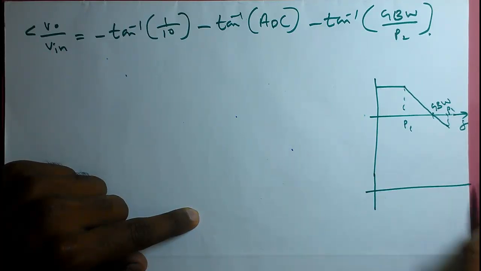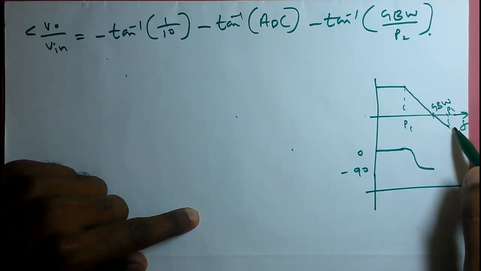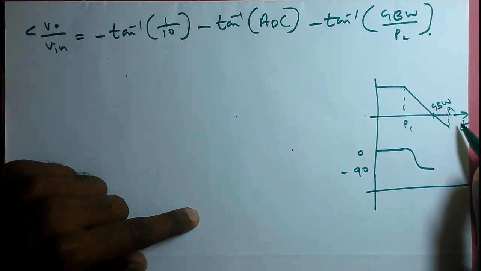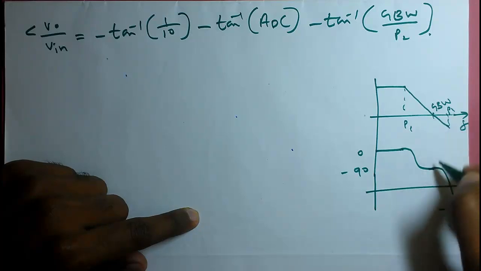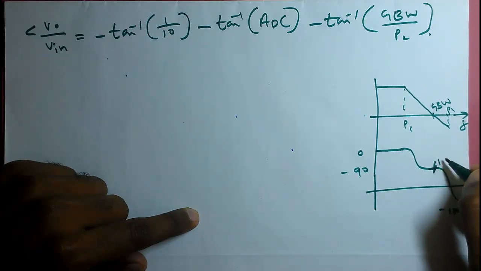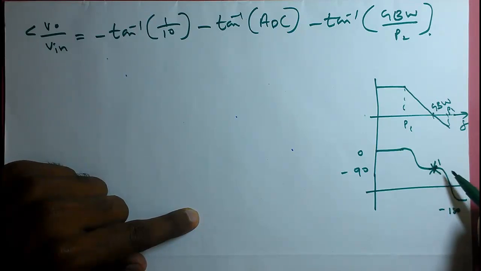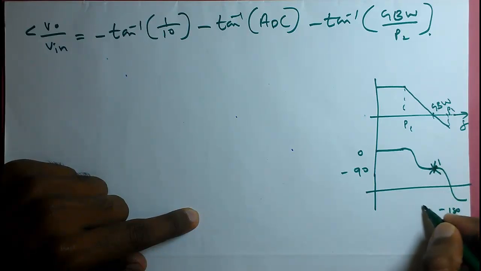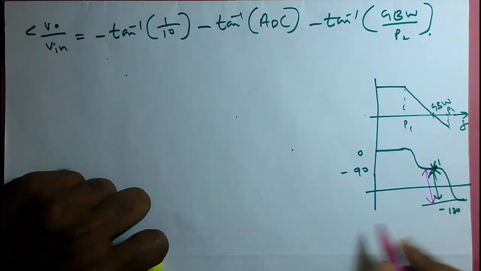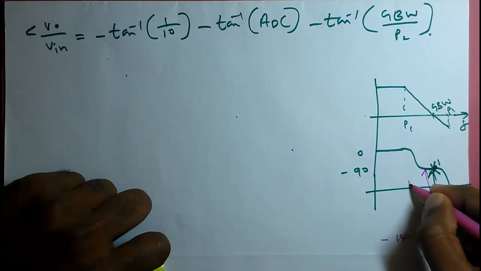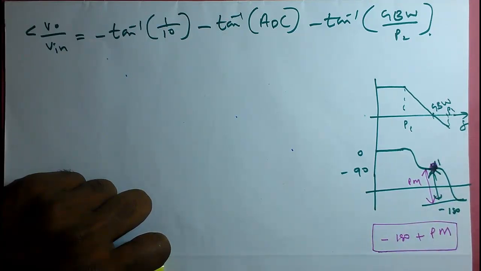And we started the phase from 0, so initially it will be 0. After P1 it will go to minus 90, and after P2 it will be minus 180. So assume we are here. This is our required point. At this point, what is the angle? If we started from 0, the phase margin is the difference between this minus 180 and this angle. So we can call it minus 180 plus PM, phase margin. So at this point, the net angle equals minus 180 plus phase margin.